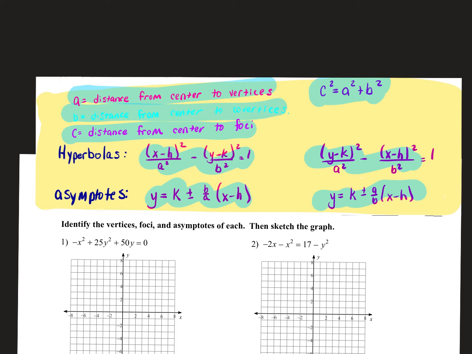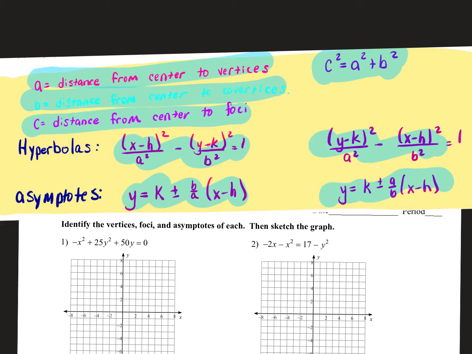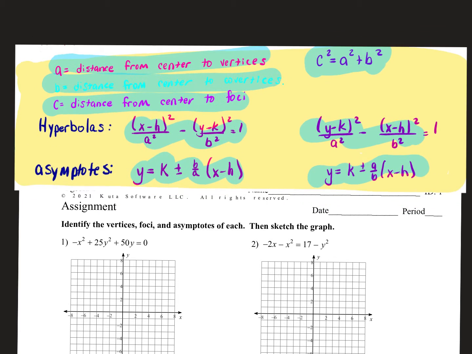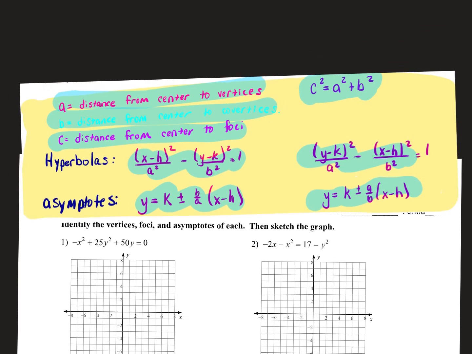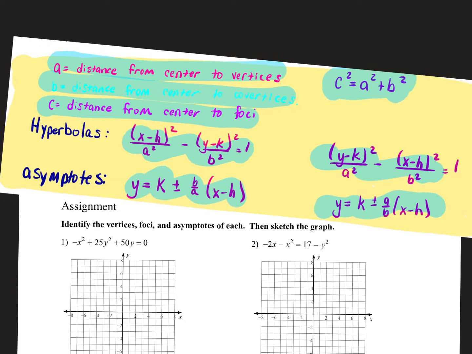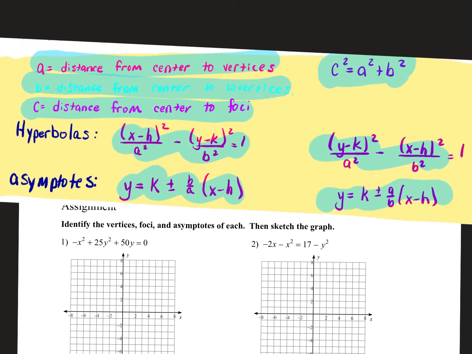A is the distance from the center to the vertices. C is the distance from the center to the foci. These are the equations in standard form. These are the equations of the asymptotes. You should have this somewhere in front of you so it's real easy. You don't have to go all over trying to find it.